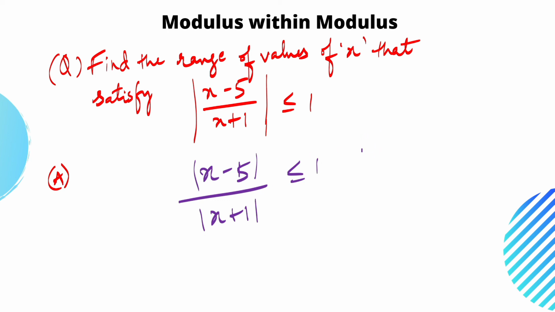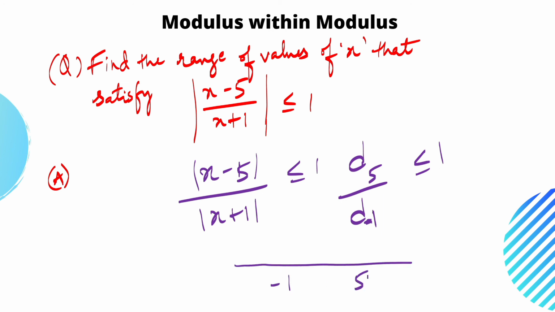What does this mean? This means distance of x from 5 by distance of x from minus 1. We are calculating this by the distance approach. So distance of x from 5 by distance of x from minus 1 is less than or equal to 1. If you plot this on a number line, this is minus 1, this is 5, okay? And what is the midpoint? Midpoint is 2, right?